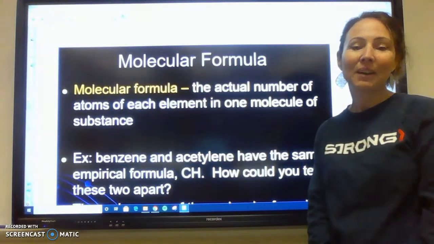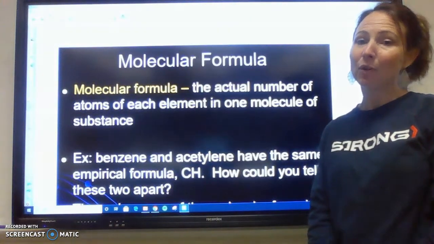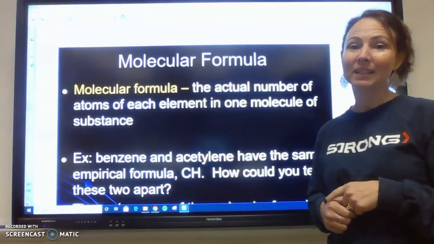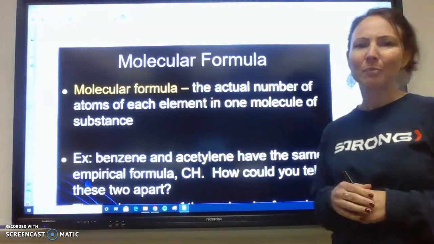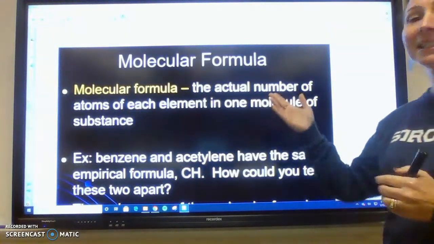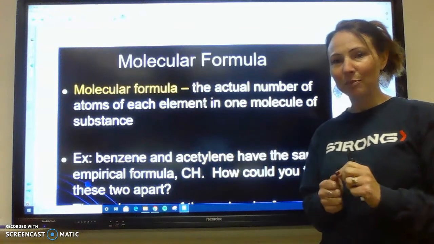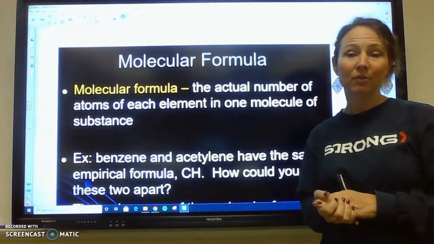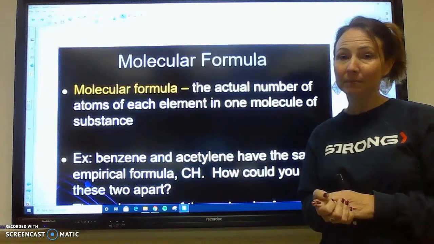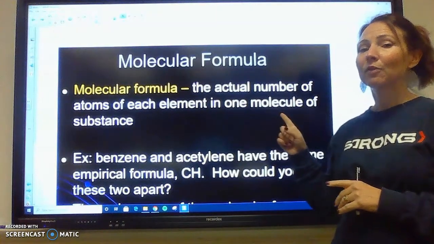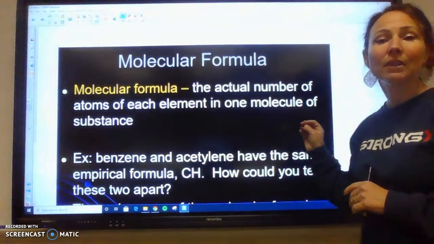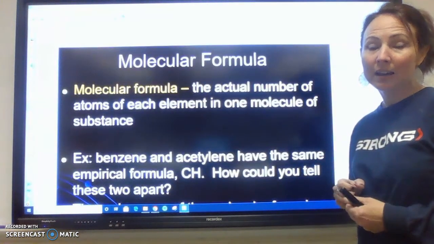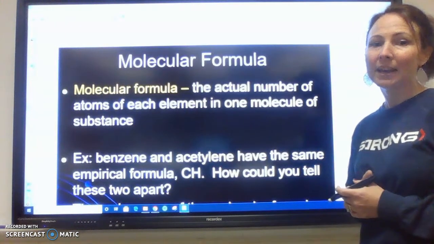Hey guys, so now that y'all have learned about empirical formula, we're going to take it a step further and talk about molecular formulas. Now, what is a molecular formula? Well, remember the empirical formula was for the simplest ratio of subscripts in a chemical formula? Well, the molecular formula represents the actual number of atoms of that element in that particular molecule, okay?